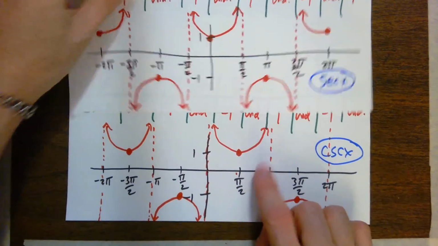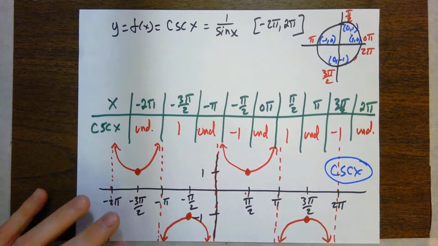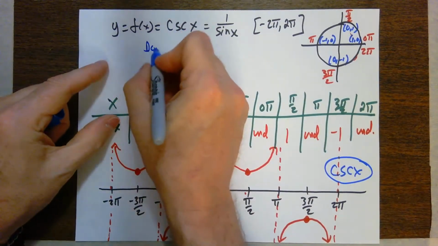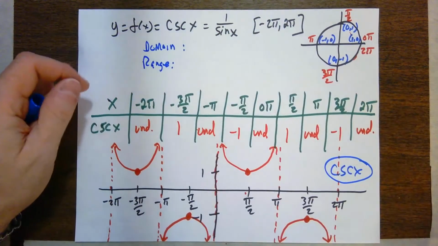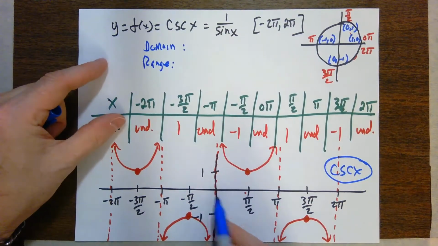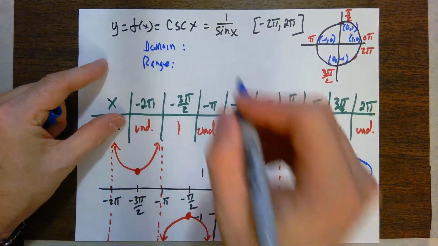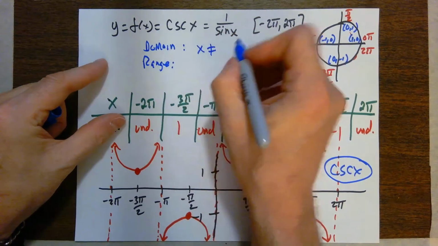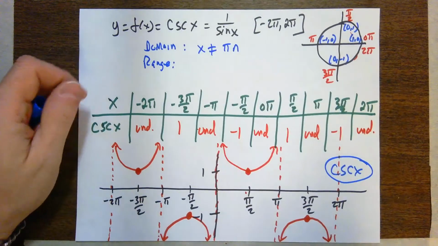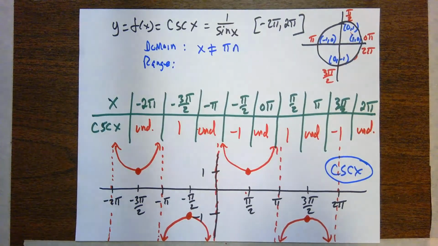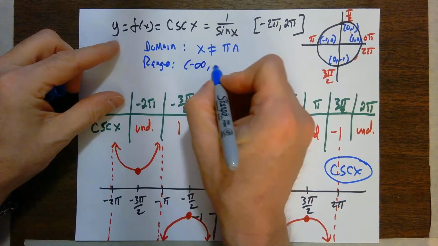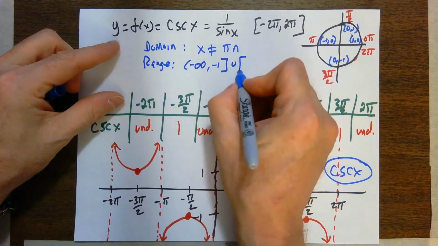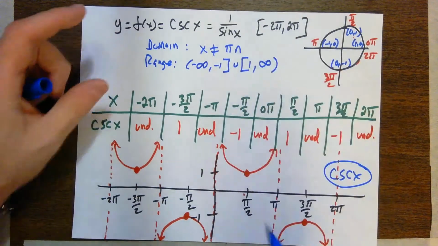How about the domain and range? What's the domain and range of cosecant? I've got restrictions at 0, pi, 2 pi, negative 2 pi. So my x's cannot equal pi n, so any integer times pi. What about my range? Is the range the same as secant? Yes, I think it is. From negative infinity to negative 1, including negative 1, and then from 1, including 1, to infinity.